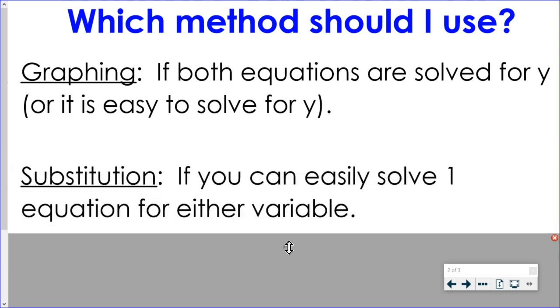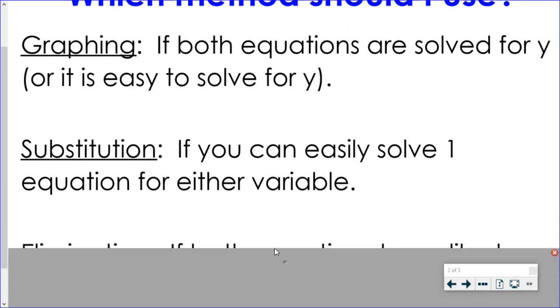Substitution, sometimes it looks like graphing, but maybe substitution would be better. So is one of the equations an x equals or a y equals? Don't forget you can use x equals as well. A lot of times bigger numbers work better for substitution, because are you really going to graph something whose y-intercept is -50? So substitution means, can you get one of the equations to be an x equals or a y equals, or is one of the equations already like that?